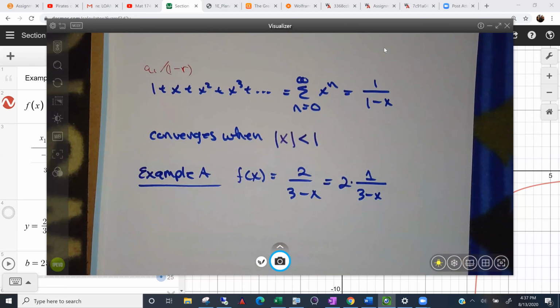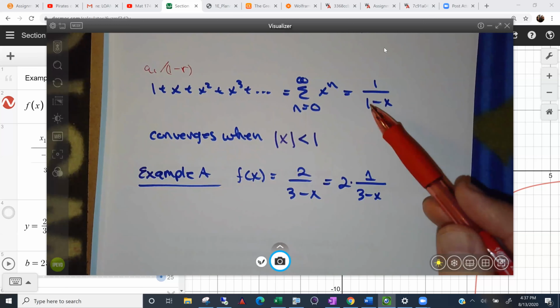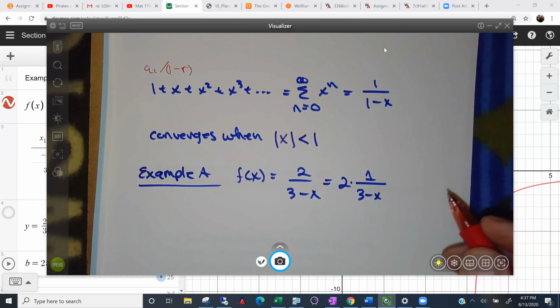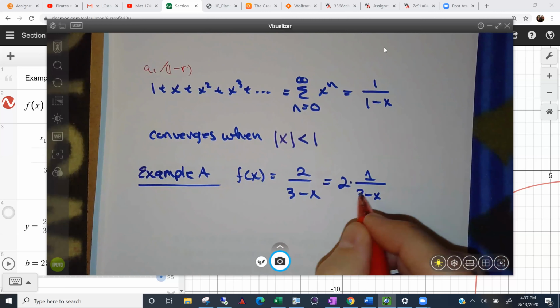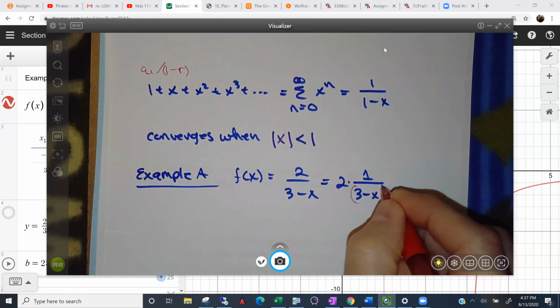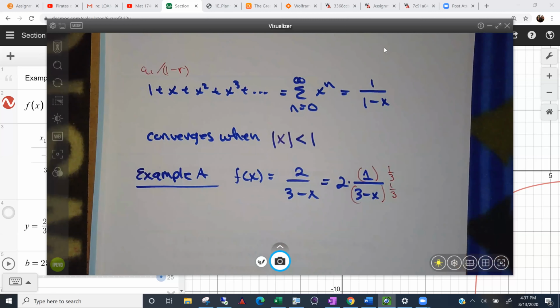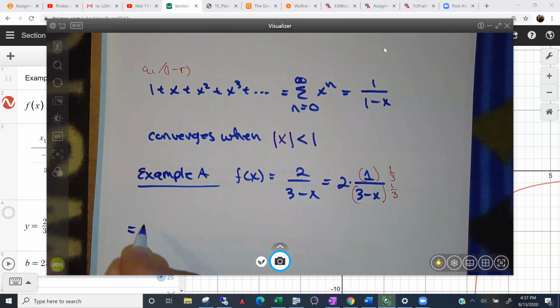But in order to make it look more like that, in fact, almost exactly like that, I need a 1 in this first position in the denominator. So that would mean I'd have to divide this by 3. Well, I can't just divide that by 3 because I want to. But what I can do is multiply by 1/3 in the numerator and 1/3 in the denominator. So, okay, let's do that. That gives me 2 times 1/3 over 1 minus x over 3.